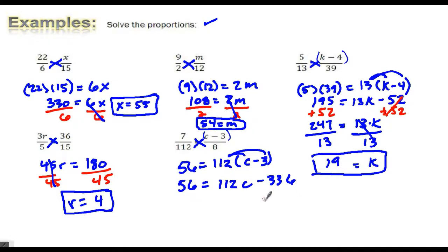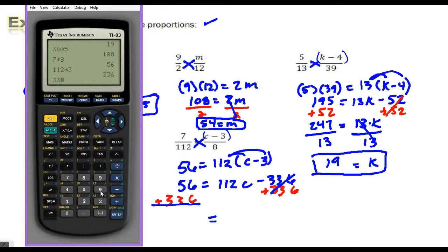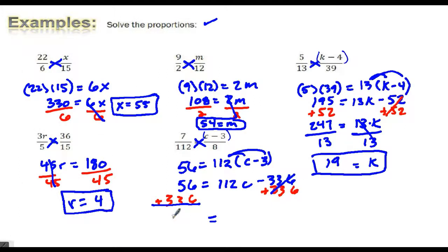So we're gonna get rid of the 336 by adding 336 on both ends of the equation. We go ahead and add 336 plus 56, and these 336 are going to cancel. So 336 plus 56, and we get 392, and that's going to equal 112C.